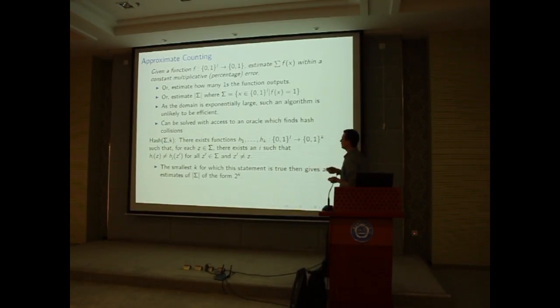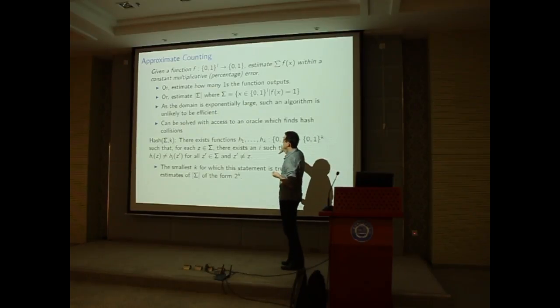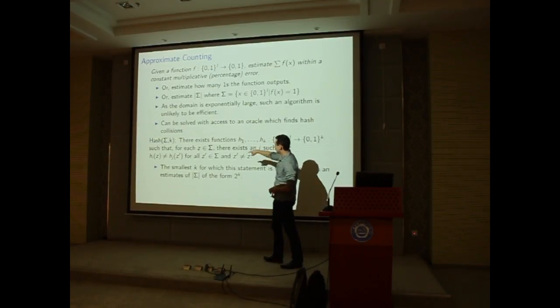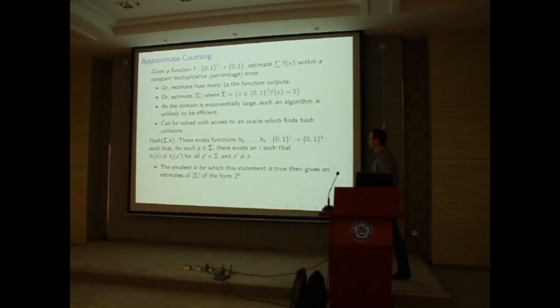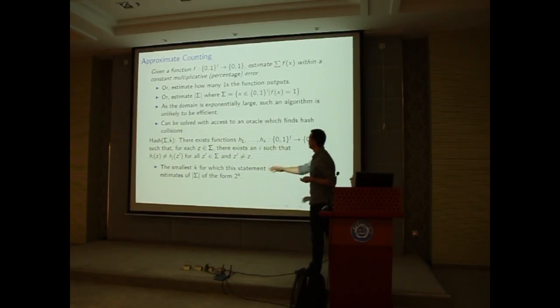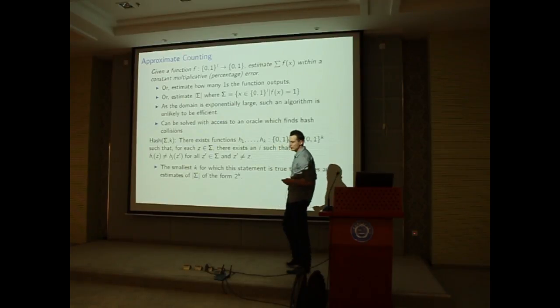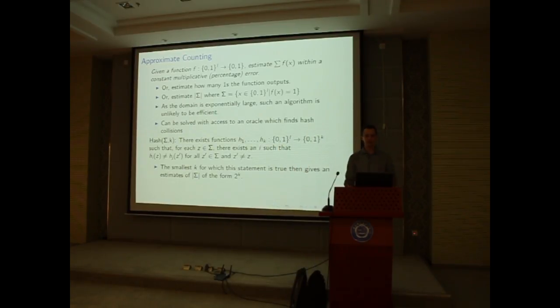And so finding this thing, which would use an oracle, you've got to find these so-called hash collisions. And so that's why you need access to an oracle to do this. And so that gives you an estimate of the size of this set. How many ones does this function output? And it does it in this exponential way, which lets you do this multiplicative error estimate.